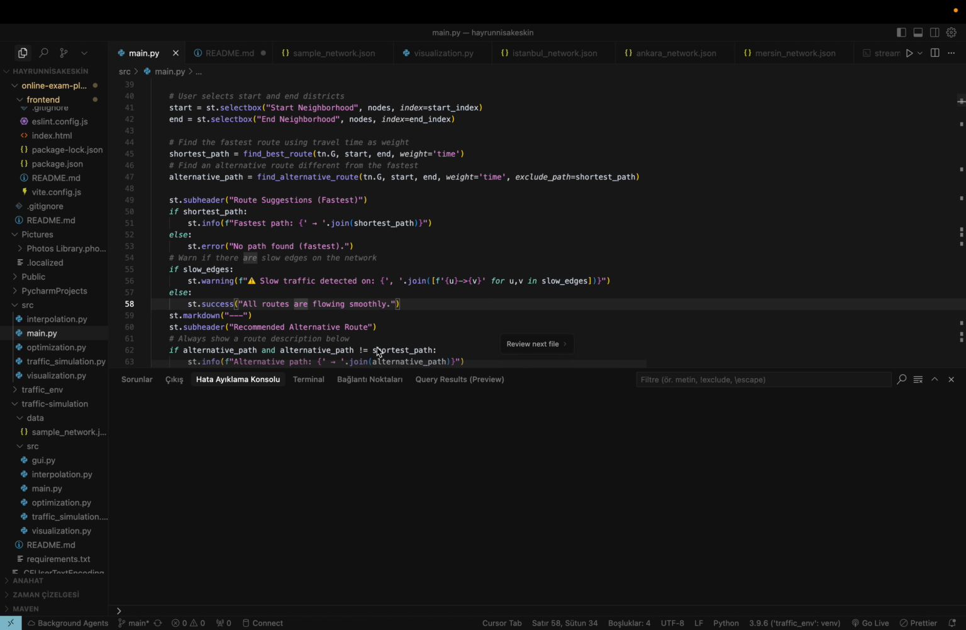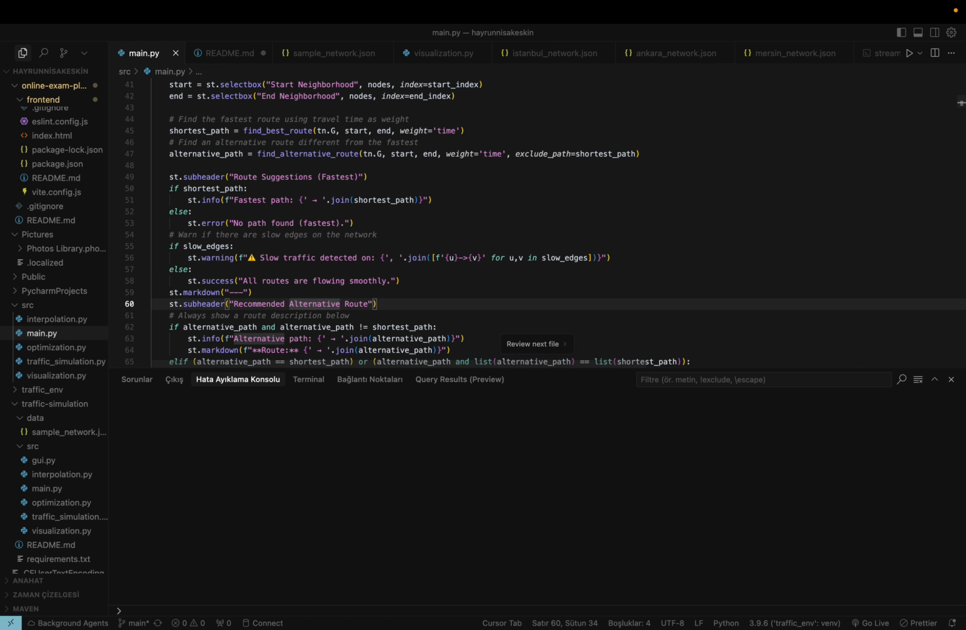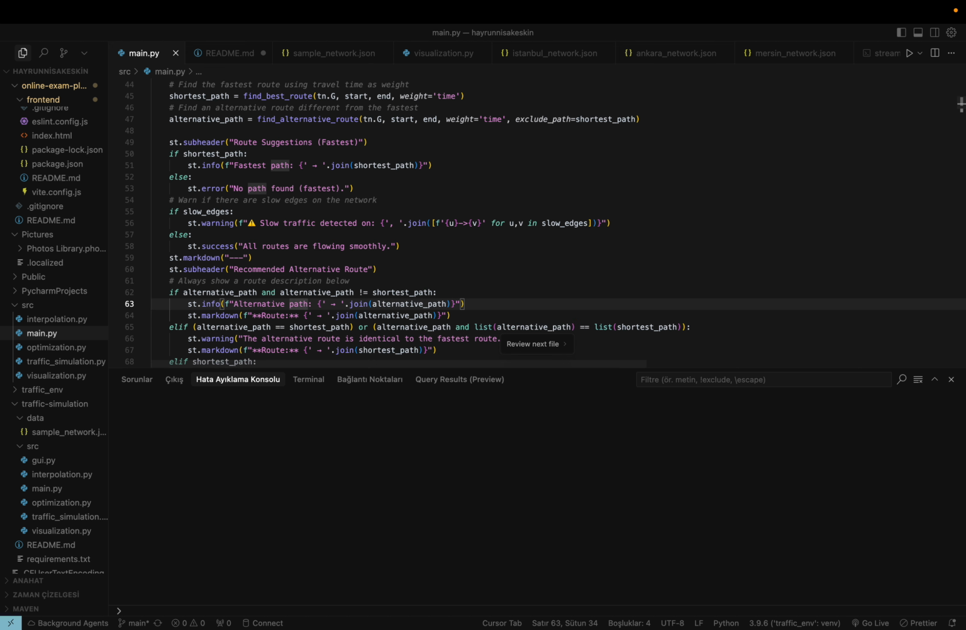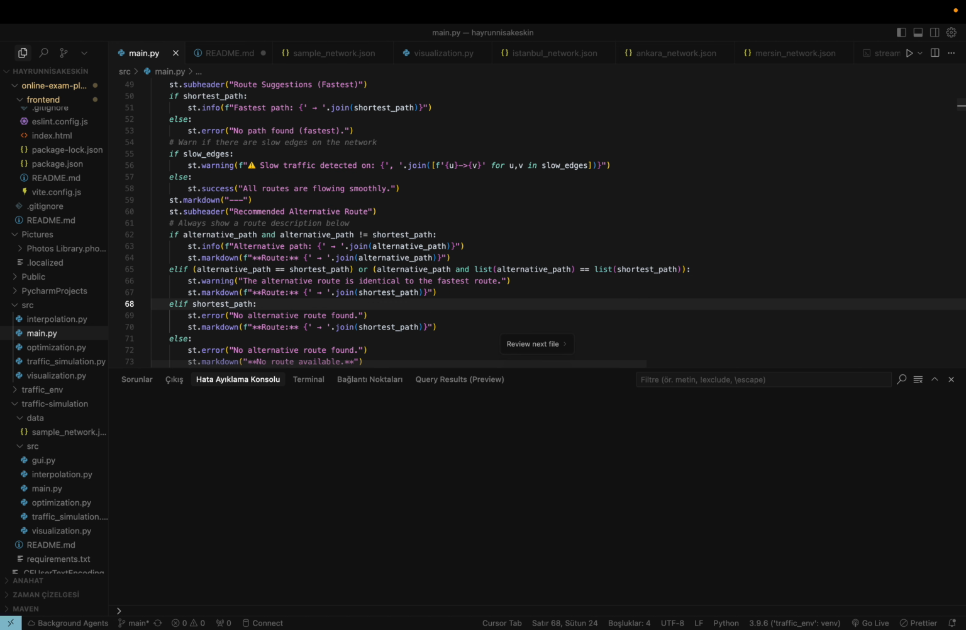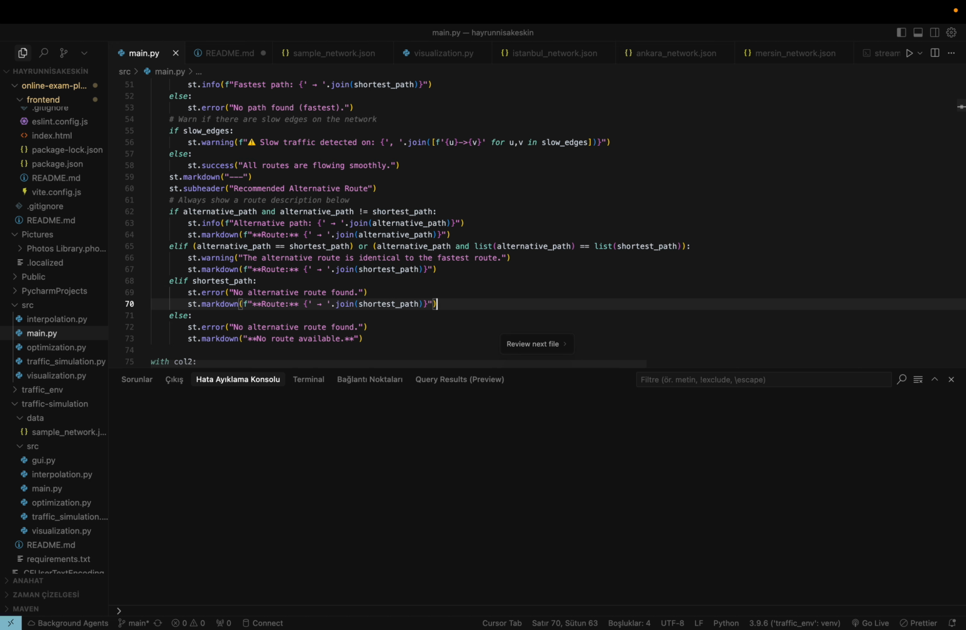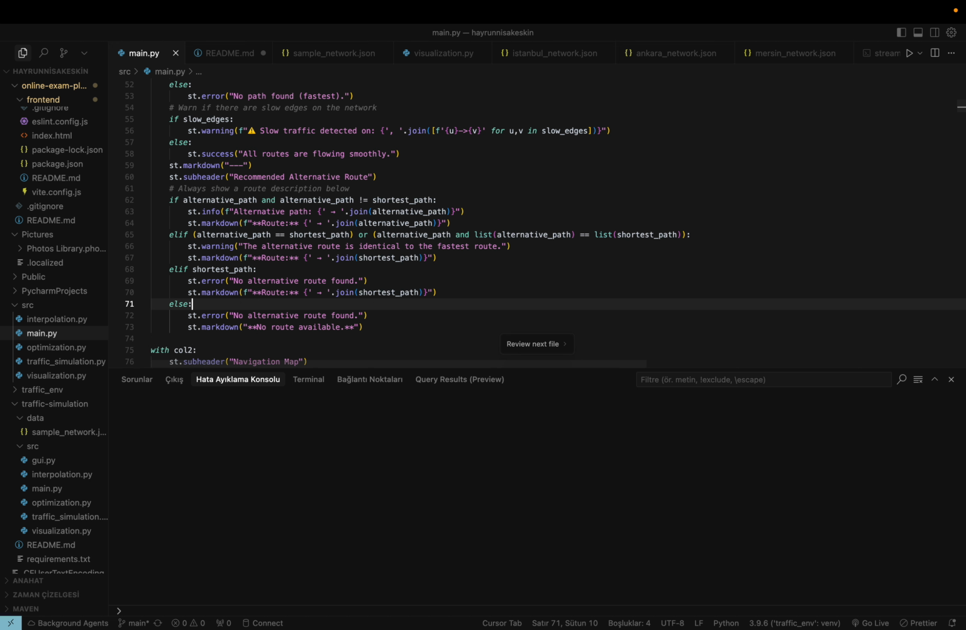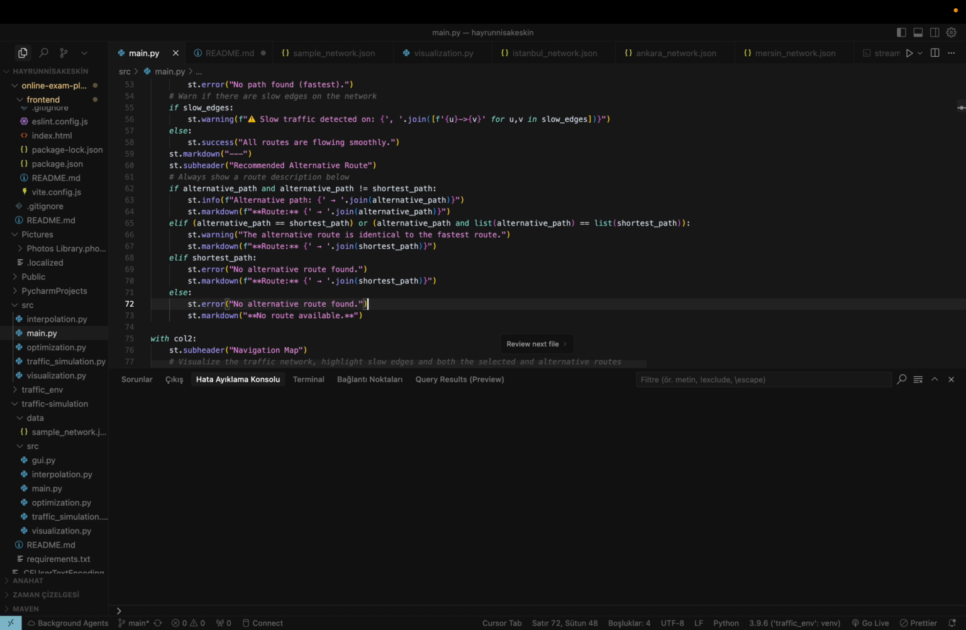Always show a route description below. If the alternative path equals the shortest path, then the alternative route is identical to the fastest route, shown with st.markdown and the route joined from the shortest path. And then, no alternative route found: st.markdown route shortest path, else error, no alternative route found, no route available.